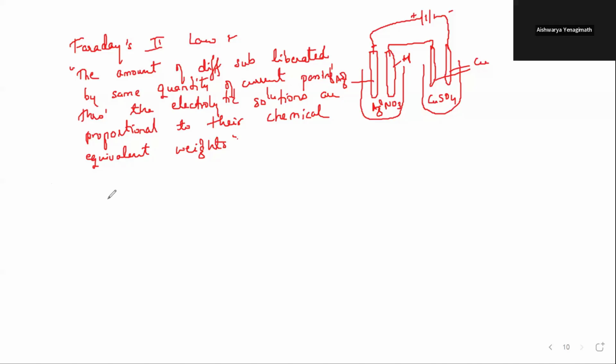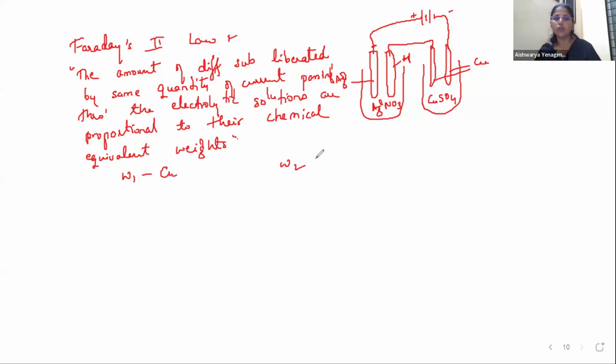Let's say copper. So let me take first copper. Copper is depositing W1. So W2 I'll take with respect to silver. So W1 is how much amount of copper is deposited, and for Ag I'll take W2 getting deposited. So W1 by W2 is equal to E1 by E2, the ratio of equivalent weight of copper and equivalent weight of Ag, or in general, I can say equivalent weight of element 1, metal 1 and metal 2.